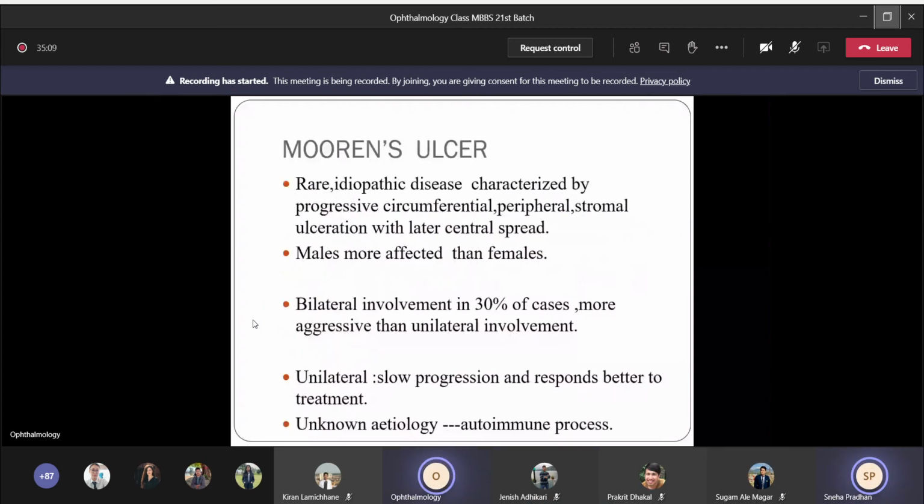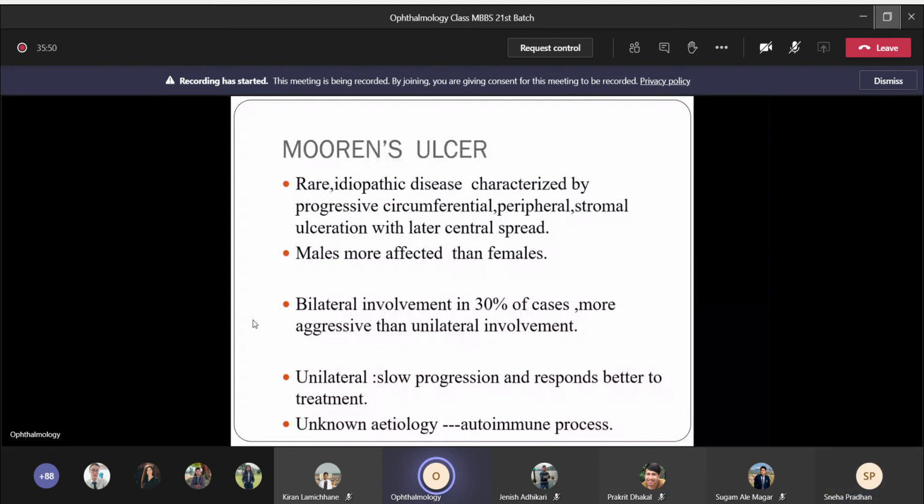Now coming to the next topic, which is Mooren's ulcer. Okay, so it is a rare idiopathic disease which is characterized by progressive circumferential peripheral stromal ulceration, which later has a central spread. Usually it occurs in the periphery of the cornea, and then the stroma is affected very fast in such cases. And later it spreads circumferentially, 360 degrees, and then can spread to the center of the cornea as well. If it does that, then it is most likely to perforate.